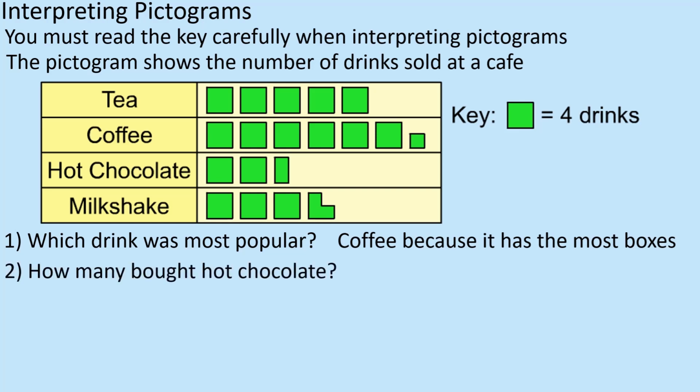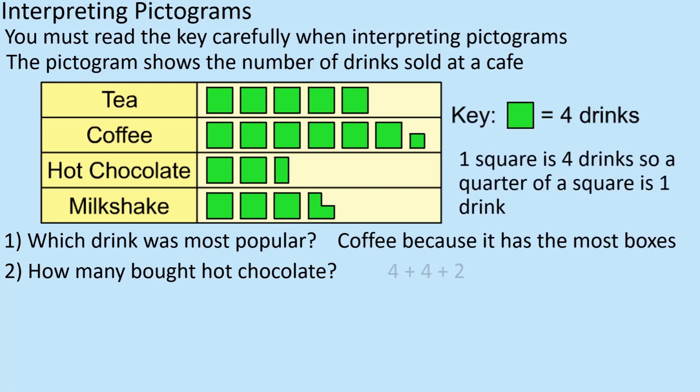How many bought hot chocolate? Looking at the key, the big square represents 4 drinks, so that's going to be 4. That's going to be 4, and this looks like half a square. So that means it's going to be half of 4, so it's going to be 2. So you've got 4, 8, 10. It's going to be 10 people bought hot chocolate. So 4 plus 4, and then 2.